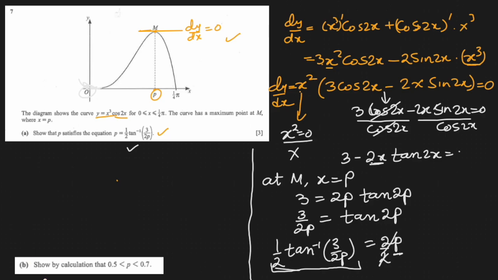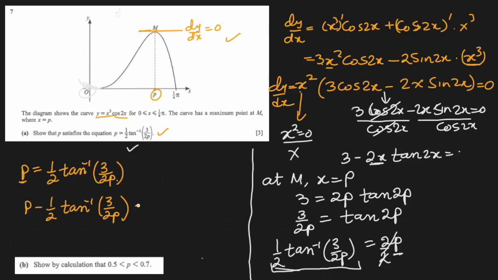They have a b part also, which says show by calculation that p lies between 0.5 and 0.7. Okay, so in this case, what do we do? We use this one. Let me repeat that one. P equal to half tan inverse 3 over 2p. Whenever we have a combination of an algebraic and an inverse or any two types of expressions in one equation, we put all of them to one side. So it will become p minus half tan inverse 3 over 2p equal to 0.